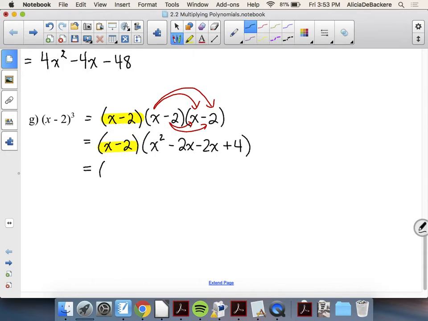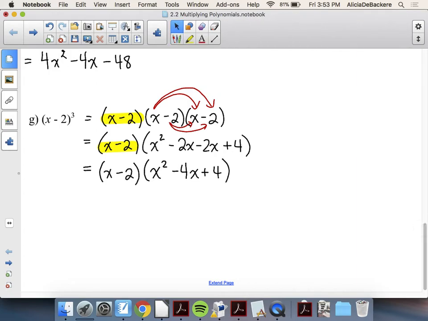Again, at this stage, you don't have to collect like terms, but I do find that it makes your life a little bit easier if you do that. Just less numbers to deal with. So I'm collecting that negative 2x with the negative 2x. Again, that x minus 2 is just hanging out front. I still haven't multiplied him in. That's what I'm going to do at this stage.